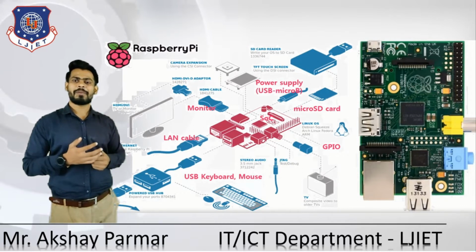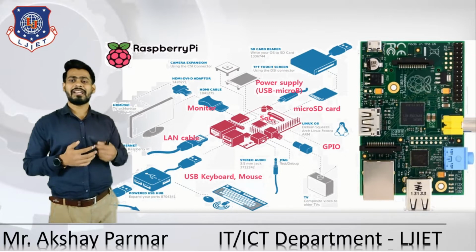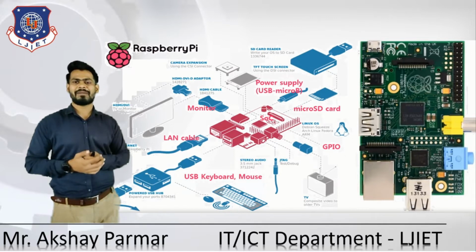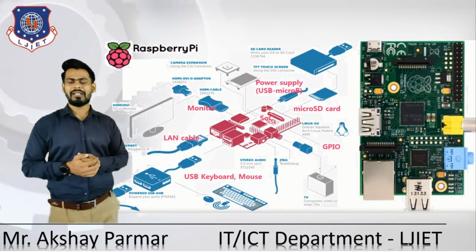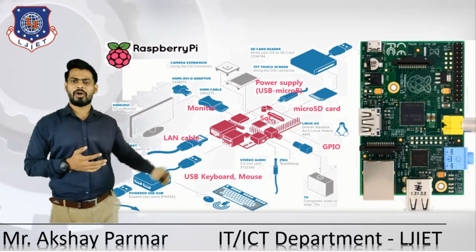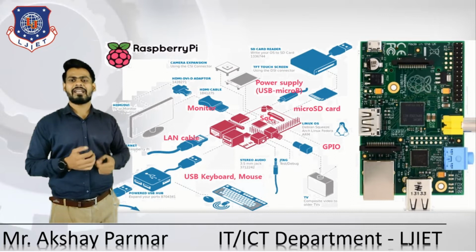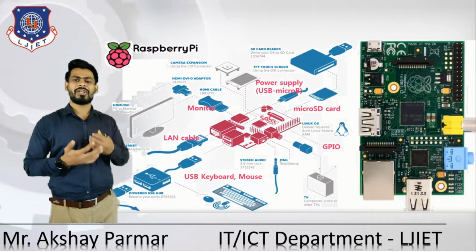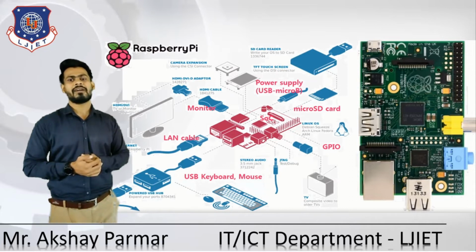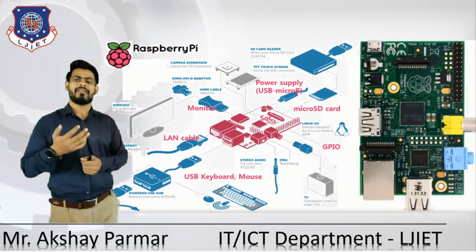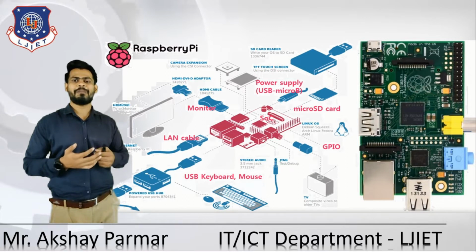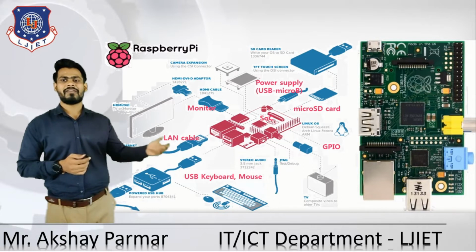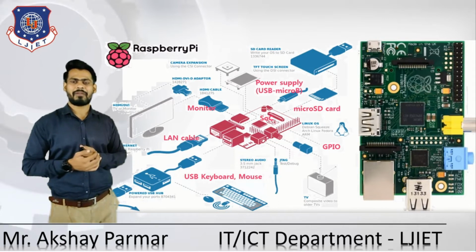After that, the GPIO pins are there. Then we need several input and output devices, for example keyboard and mouse. With the help of the USB slots, we can connect a USB keyboard, USB mouse, and all kinds of input and output devices. A display we can connect with the help of a USB slot as well as the HDMI slot.